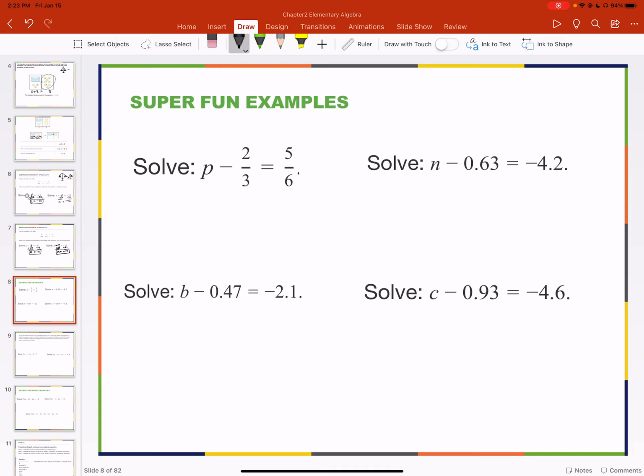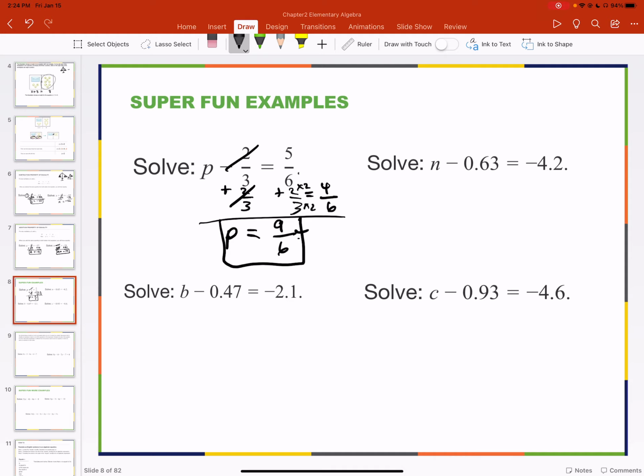Okay, so here we go. We have p minus 2/3 is equal to 5/6. So if you thought to yourself, okay, I'm going to add 2/3 to both sides, that's correct. So on the left-hand side, you have the letter p, the variable, and on the right-hand side, you have 5/6 plus 2/3, but 2/3 is equivalent to what? Because we can't combine the two fractions without having common denominators. So we need to change the denominator, okay? So 2/3 is equivalent to 4/6. So 5/6 plus 4/6 is 9/6, and that is that, okay?